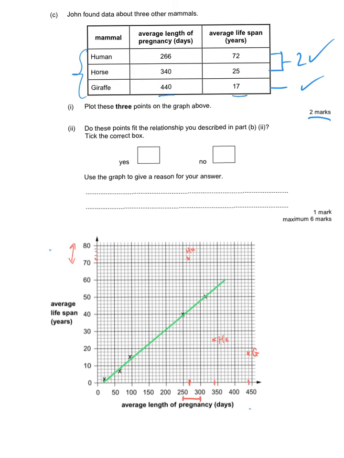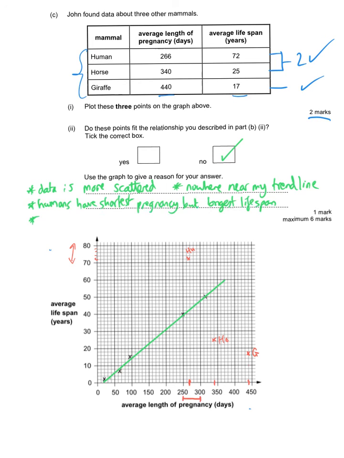And so the question says, do these points fit the relationship described in the previous question? And the answer is definitely no, because they're nowhere near my line, and the human has got the shortest length of pregnancy, but the longest lifespan out of the 3 that we've just plotted. So the data is much more scattered. There doesn't seem to be a connection for those 3. The giraffes have got the longest length of pregnancy, but actually the shortest lifespan. And so they actually show the exact opposite piece of data, don't they?